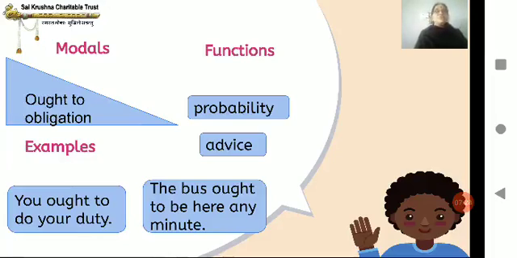Probability and advice. Ought we use wherever the functions are probability or advice. You ought to do your duty. When it comes to doing your duty, there is no other thought. You have to do it. You ought to here means have to.